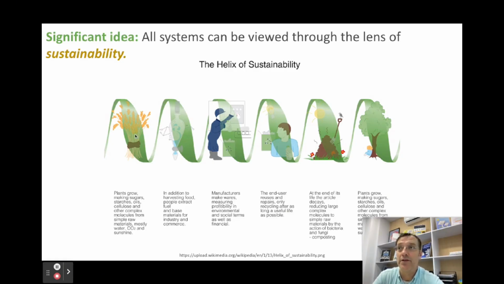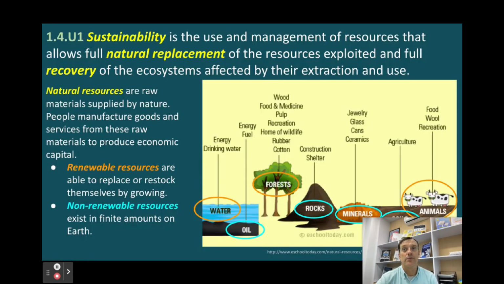This graphic right here is a little bit misleading because it shows a linear progression from plants growing and making sugars back to plants growing and making sugars at this end, when in fact, this really should be a circular graphic to reflect the circular economy or the circular ideal of sustainability. Right? When we're talking about sustainability, what we're really into is the idea of natural resources.